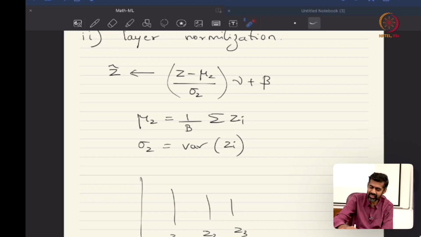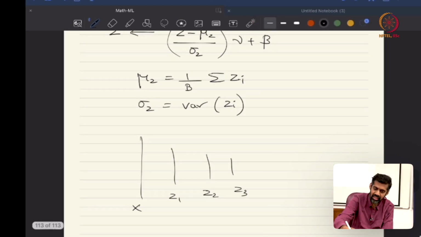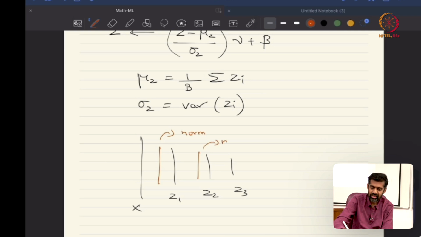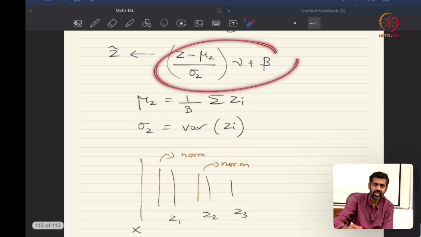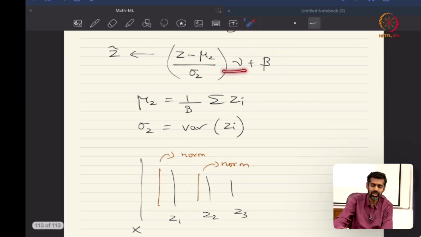Now, typically this is put as an intermediate layer. So, you put a normalization layer here. See, what is a normalization layer? You just do these operations, and when you back propagate you have to take the gradient with respect to nu and beta as well, that is it. Do you understand this? Okay.